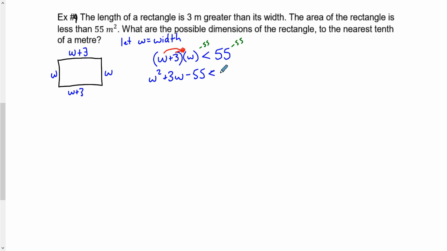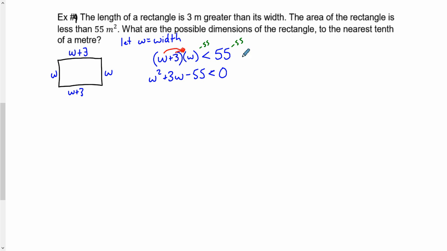And it would be less than 0. So again, notice how the question is completely changed by us doing this. The good news is we just have to find out where this parabola is less than 0. The bad news is we can't factor this, because there's no way we're going to get a product of -55 and a sum of 3, especially since the factors of 55 are just 1 and 55 or 5 and 11.